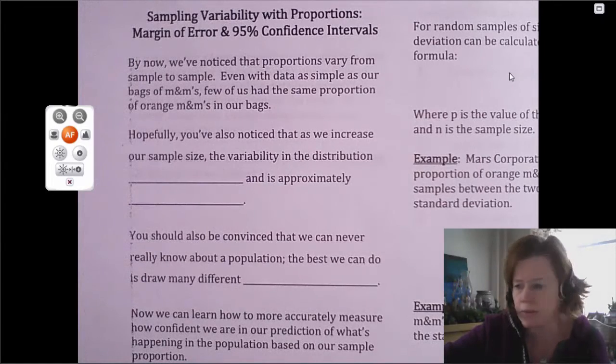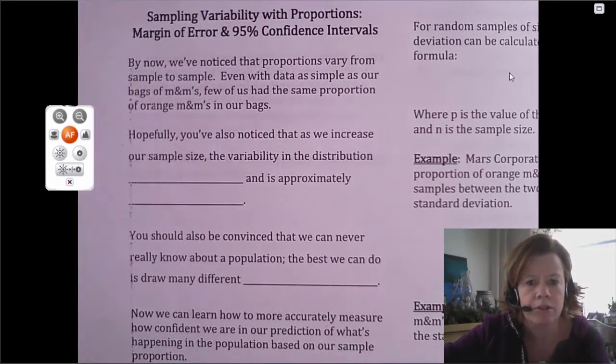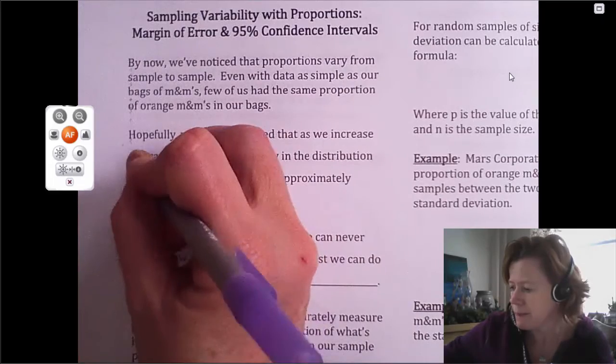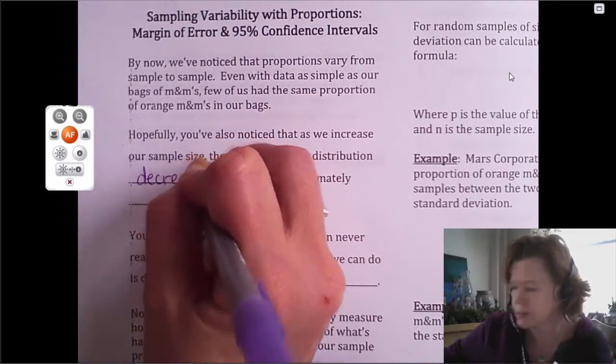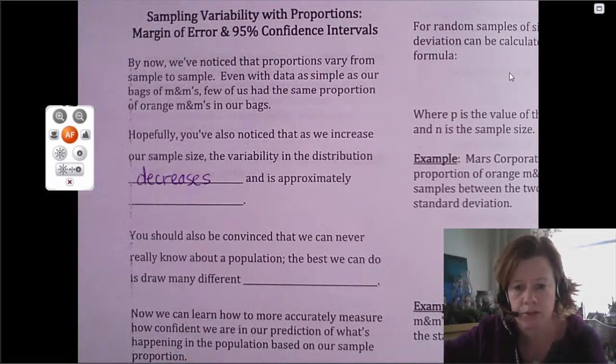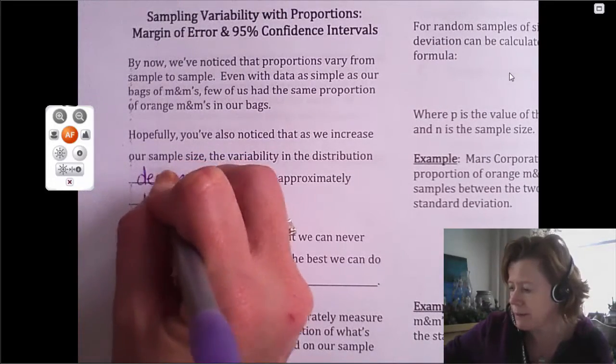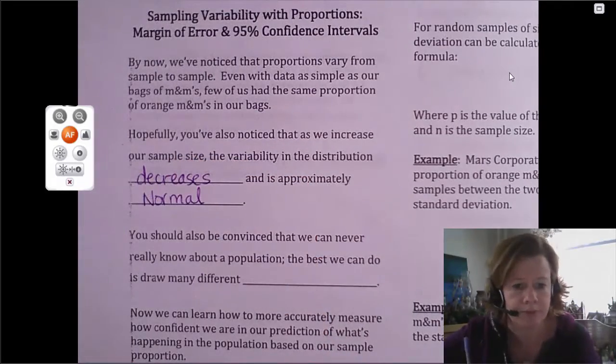Okay, so in terms of our notes, by now we've noticed that proportions vary from sample to sample. Even with data as simple as our bags of M&Ms, few of us had the same proportion of, say, orange M&Ms in our bags, or any other color for that matter. Hopefully you've also noticed that as we increase our sample size, the variability in the distribution decreases. So the more we looked at our M&Ms and the more we plotted all the points and counts, the less variable that data was, the more consistent it was. And it becomes approximately normal. And that's why we talked last week about our normal model.